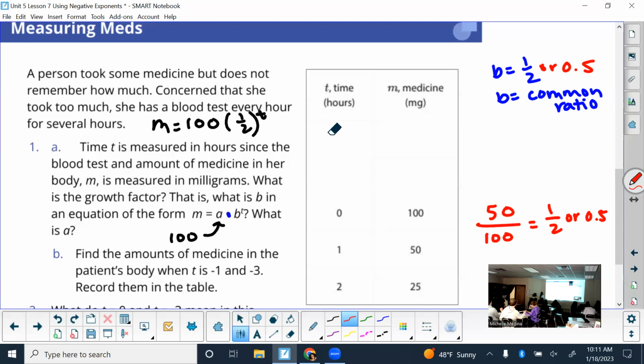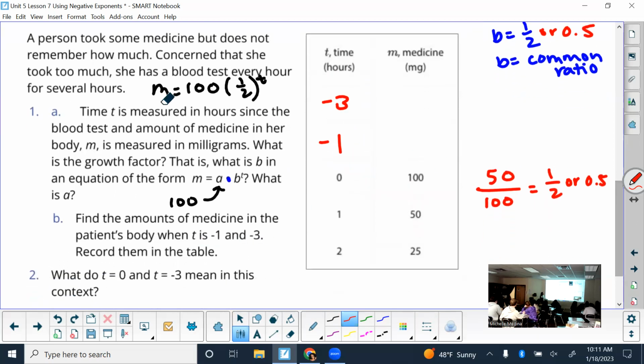Now figure out the medicine when T is -1 and -3. Use the equation right here. So find the amounts of medicine when T is -1 and -3. Really the skill I'm testing you on is can you make the equation, which I think you guys are getting better at. And then can you use a calculator? Because I don't want you doing these in your head.